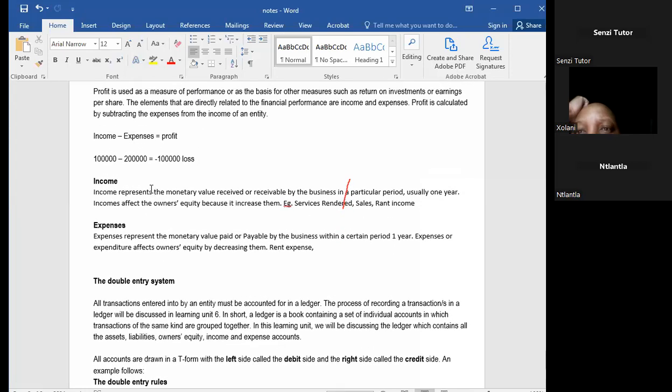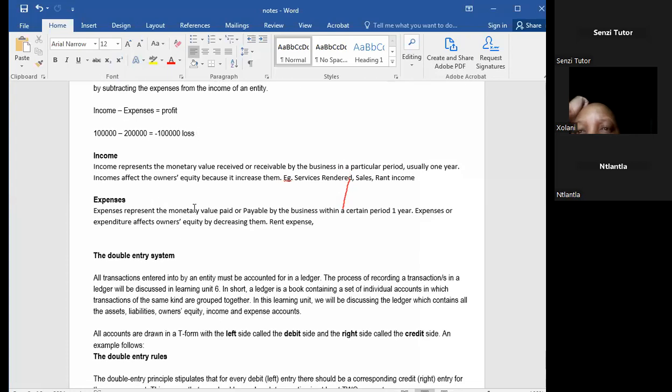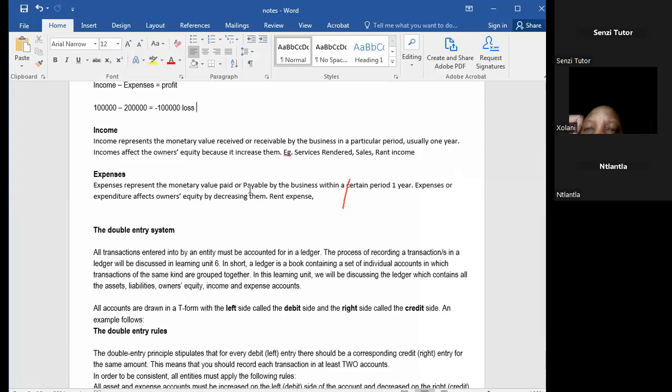Now, what are the incomes? Because we need to define all these terms so that we can understand much better. Incomes represent the monetary value received or receivable by the business in a particular period, usually 1 year. Therefore, incomes are all about an inflow of money. We are receiving monetary value that is receivable by the business in a particular period. Yeah, so those are incomes. Examples of incomes are service rendered, sales, and also rent income.